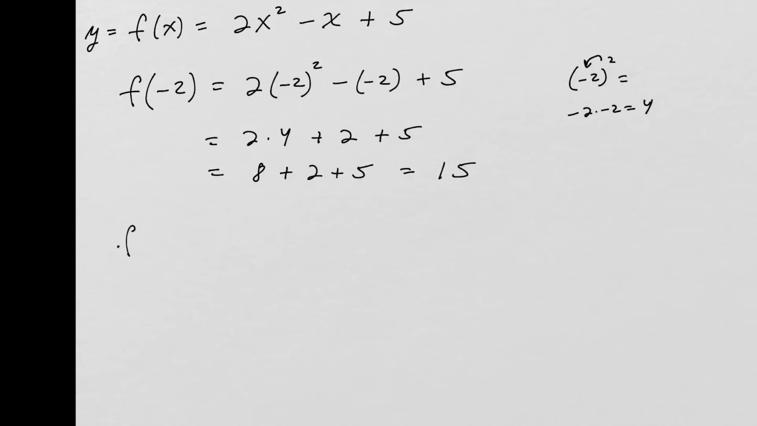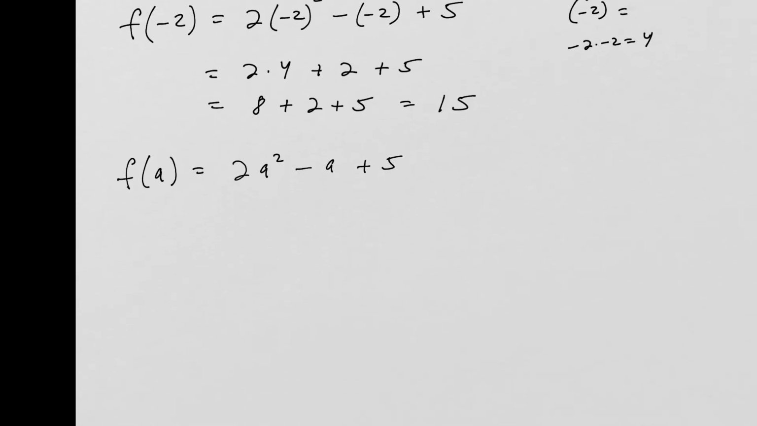Okay, what about f of a? What is the function evaluated at a? Well, all I have to do is, where I have an x, I'm going to replace that with the input, which is a, right? So this is going to be 2a squared minus a plus 5. And that's my answer in this case. 2a squared minus a plus 5. It's in terms of a.